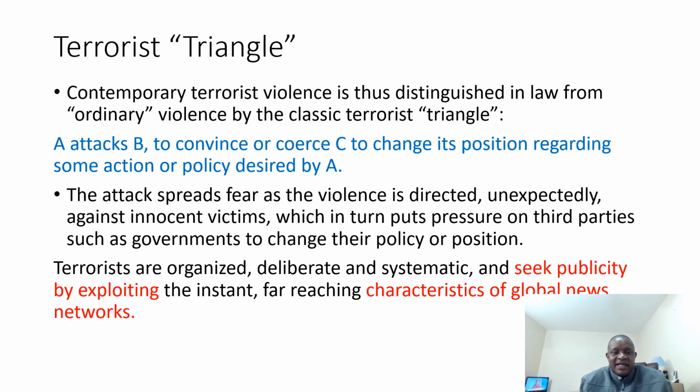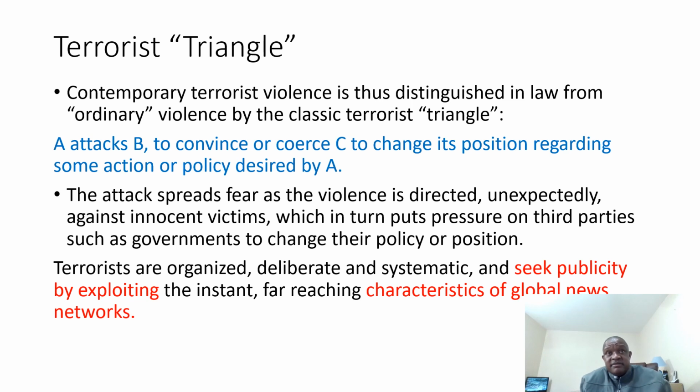You see, they attack innocent people in order to convince the government or other entity or organization to change its position on the policy that they require. So that is why we say innocent civilians are usually caught in between the terrorists and the government or the other entities. And then we say that the attack spreads fear as the violence is directed unexpectedly against innocent victims, which in turn puts pressure on third parties such as governments to change their policy or position.